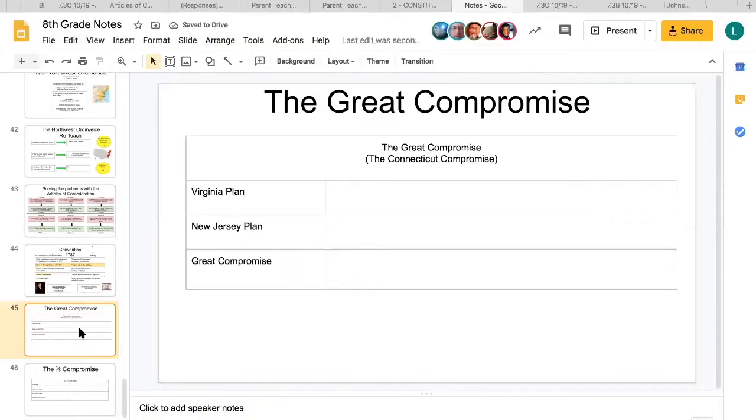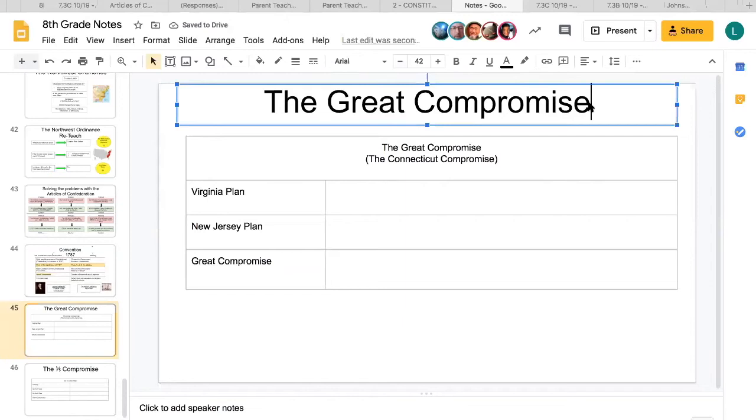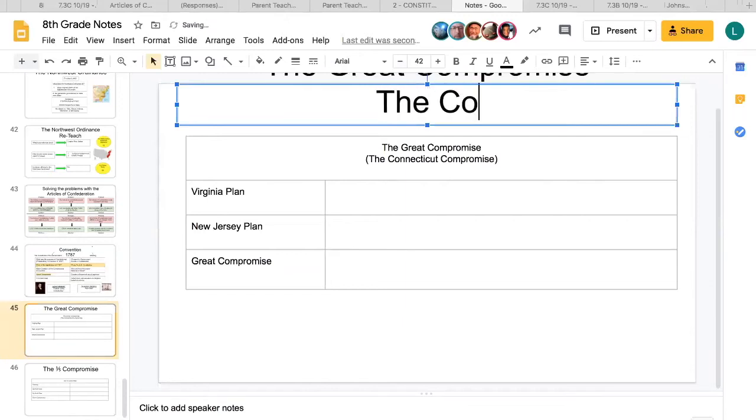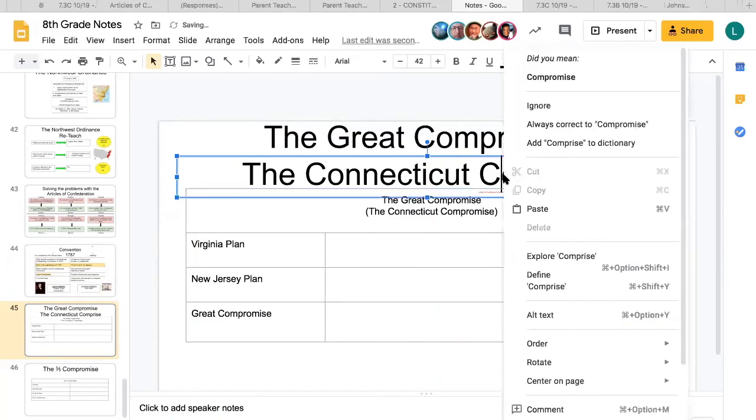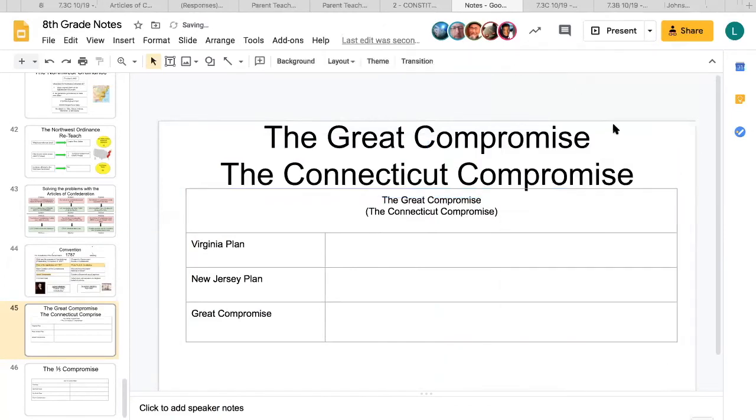All right, so the Great Compromise, the Connecticut Compromise. You connect, I cut. And so here's the question. Are people equal or are states equal? Who has the power in our country?